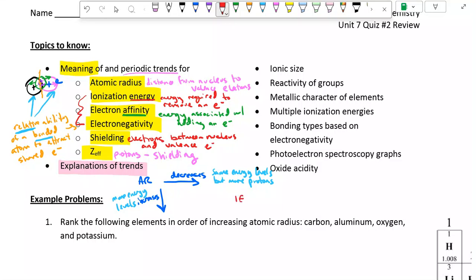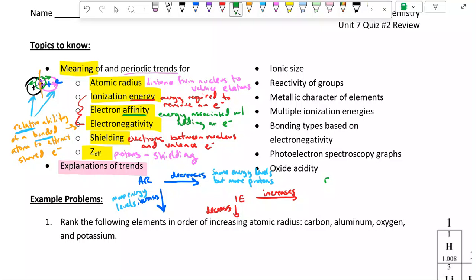So ionization energy across the periodic table, this increases. And down the periodic table, it decreases. Okay, and the reason it's increasing is you have the same energy levels but more protons. It's going to make it harder to remove. And down the periodic table decreases because you have more energy levels, so those electrons are further and further away. They're easier and easier to take away.